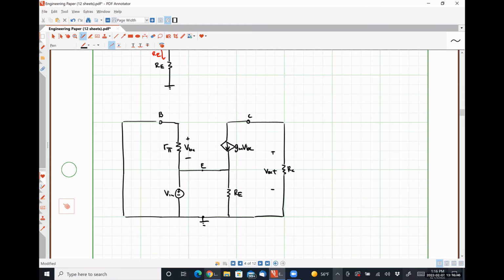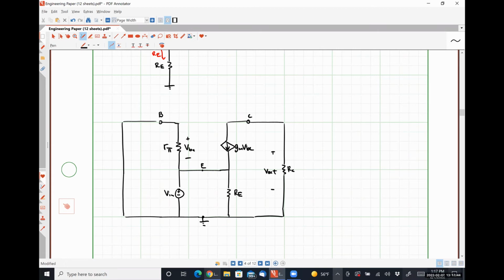What effect does RE have? So V out is the voltage drop over RC, negative polarity on bottom. Julia, what's the current that flows through that resistor RC? So I would argue that this current isn't the current flowing through RE. The current flowing through RE is just Vn over RE, right? This is the current that flows through RC. What's the relationship between VBE and Vn?